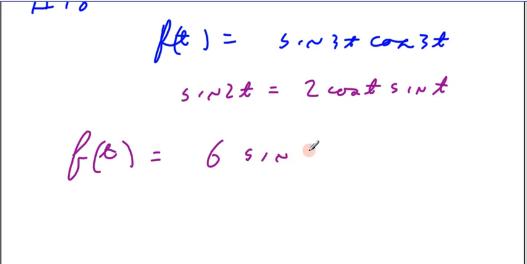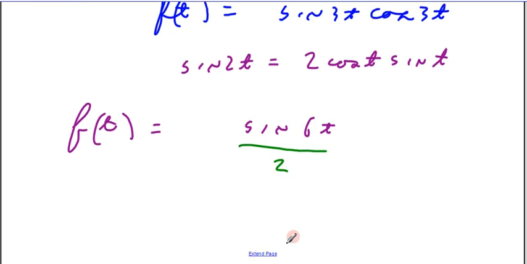sine 6t. No, we want to divide by 2, because I don't have a 2 there. It would be sine 6t divided by 2. Okay, so we got there.